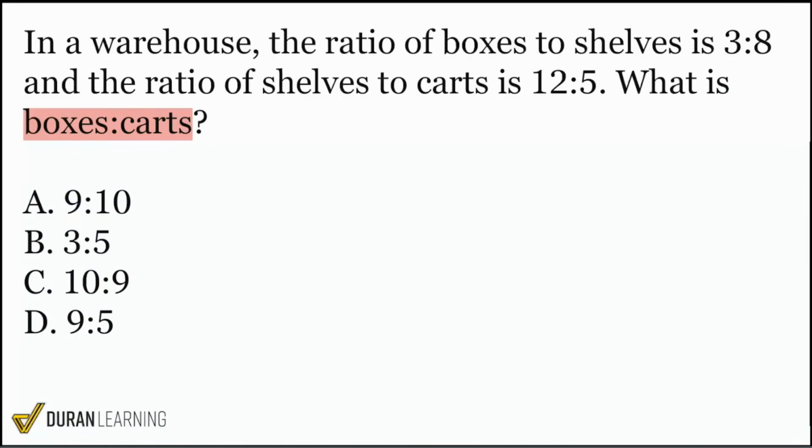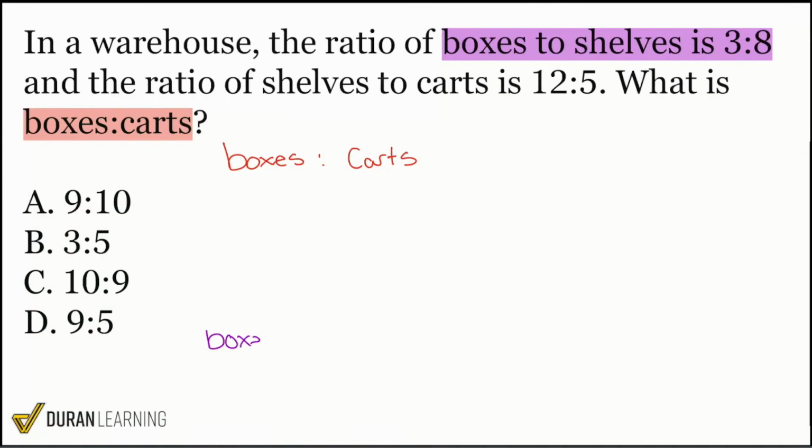So when I write this out, I'm gonna say boxes and then carts. So here's the problem. The problem is, well, the ratio that we're given is the ratio of boxes to shelves first. That's a little bit of an issue. Right here, boxes to shelves, 3 to 8. So I'll write boxes to shelves. That's going to be 3 to 8.